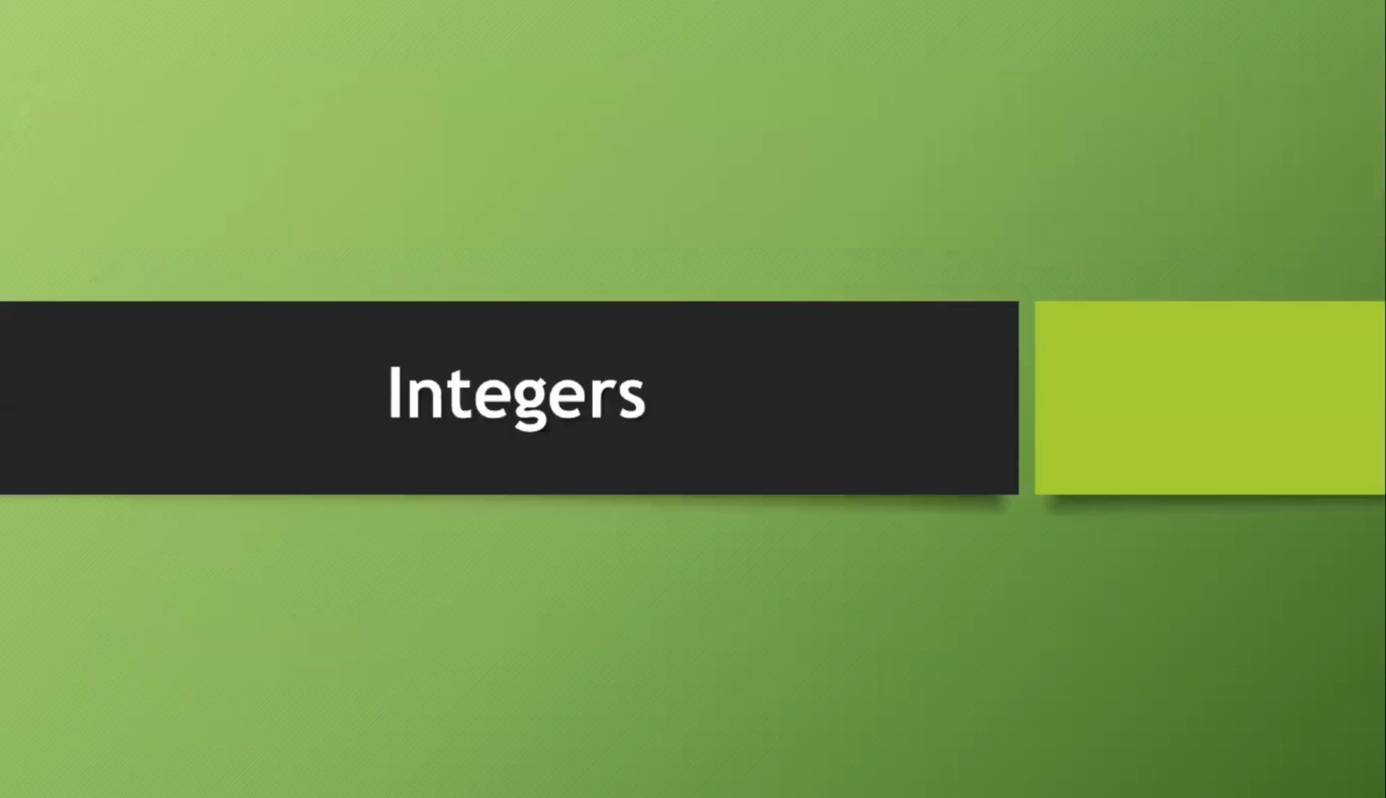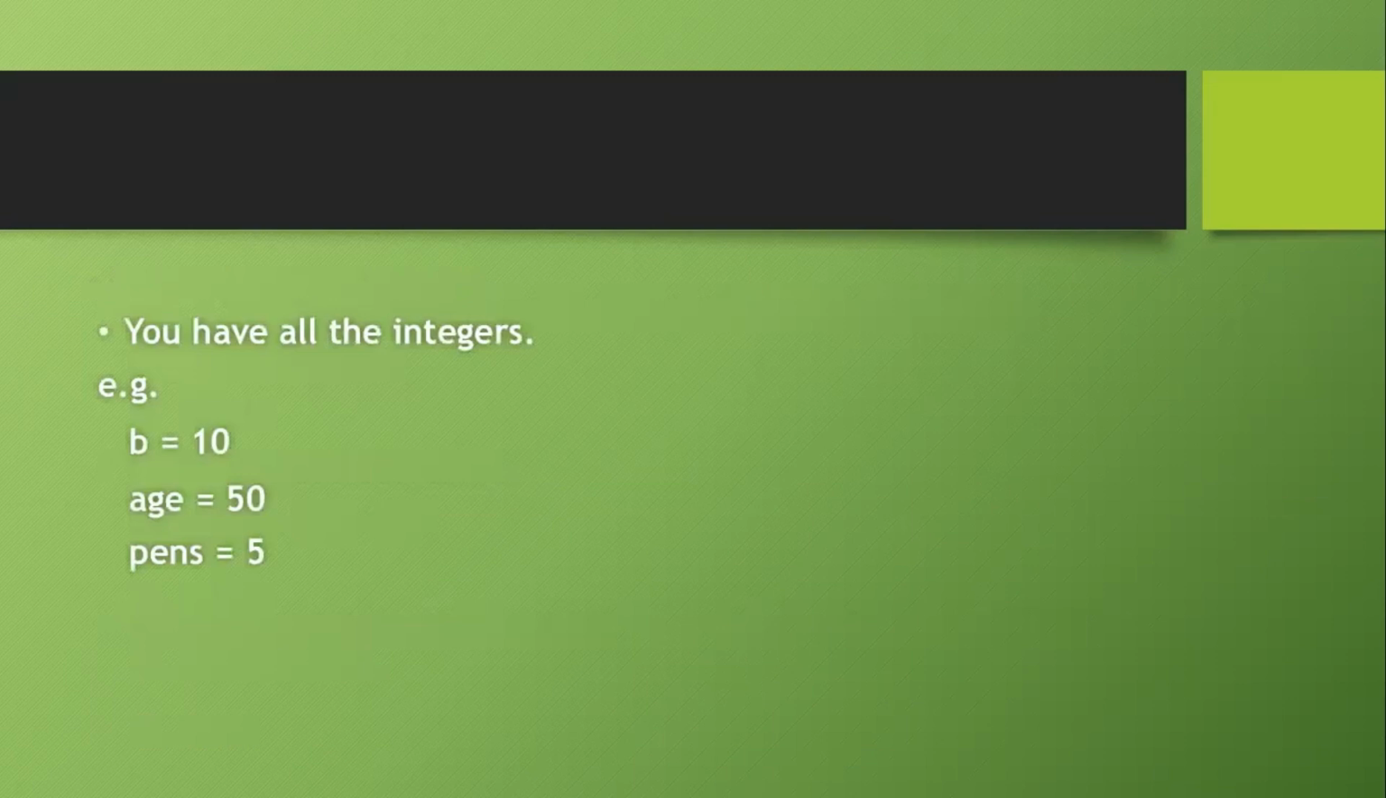To start with, we first have integers. You all know that integers are basically numbers, as you have all studied in mathematics as well. These are the 3 examples we have here. Number 1 is b, where b is a variable in which you have stored the value 10. Now, if you are making a calculator, or you're just adding or subtracting numbers, and you want the variable to already store a value, this is how you do it.